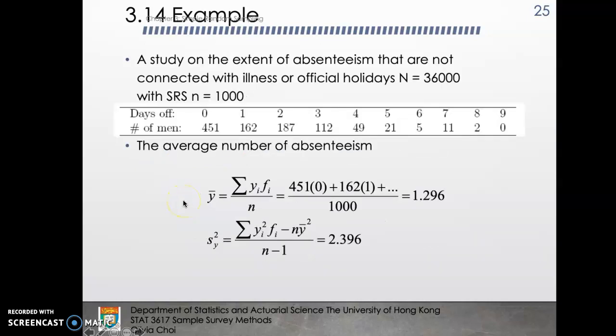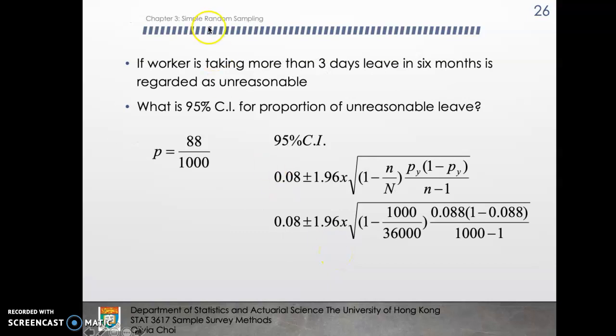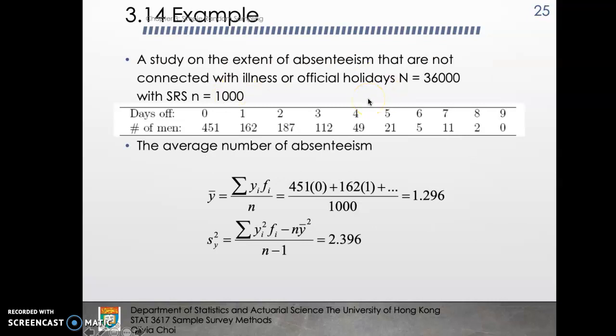Next, a study on the extent of absenteeism that is not connected with illness or official holidays. So this is the previous example. Now we want to say that on average, the number of days a worker has taken off is about 1.296, and we calculated the variance previously. Now, we want to say that if a worker takes more than 3 days in 6 months, it is regarded as unreasonable. So we want to look at the proportion of those taking more than 3 days.